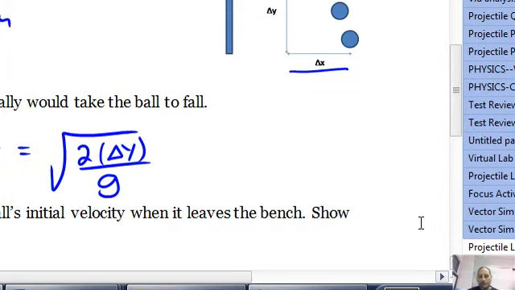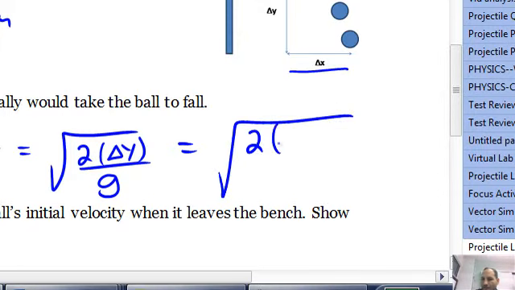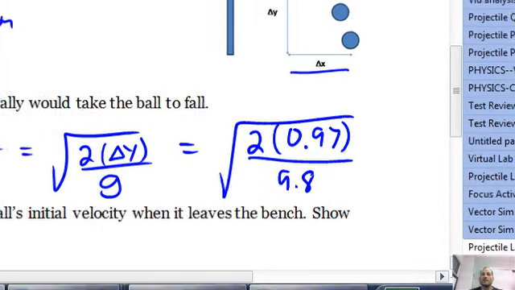Okay, you have to be a little bit careful here, though, as some of you have already seen. Let me give you an example. Gravity is in meters per second squared. The delta y, most of you have measured in centimeters. Centimeters and meters don't mix well. So this delta y has to be put in as meters. So I think most of you have a number that's something like 97 centimeters, 96 centimeters. That has to be 0.97 meters. And then divide that by 9.8, and that will give you the time.